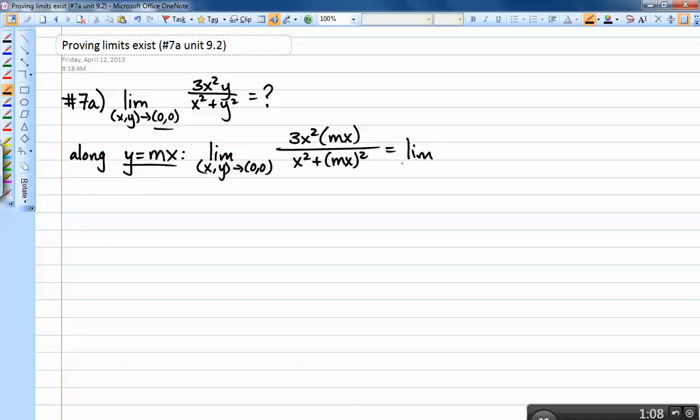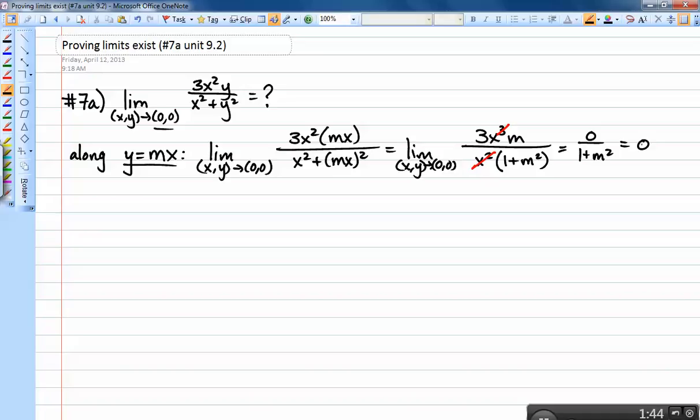And that's going to turn into, let's see, 3x cubed times m over x squared, and I can factor out an x squared and I get 1 plus m squared. And then two of the x's will cancel, and I'm left with 3xm over 1 plus m squared. And at that point I can plug in x equals 0, or x goes to 0, I guess. And so we end up with 0 over 1 plus m squared, which is 0. So that implies that it's going to be 0.